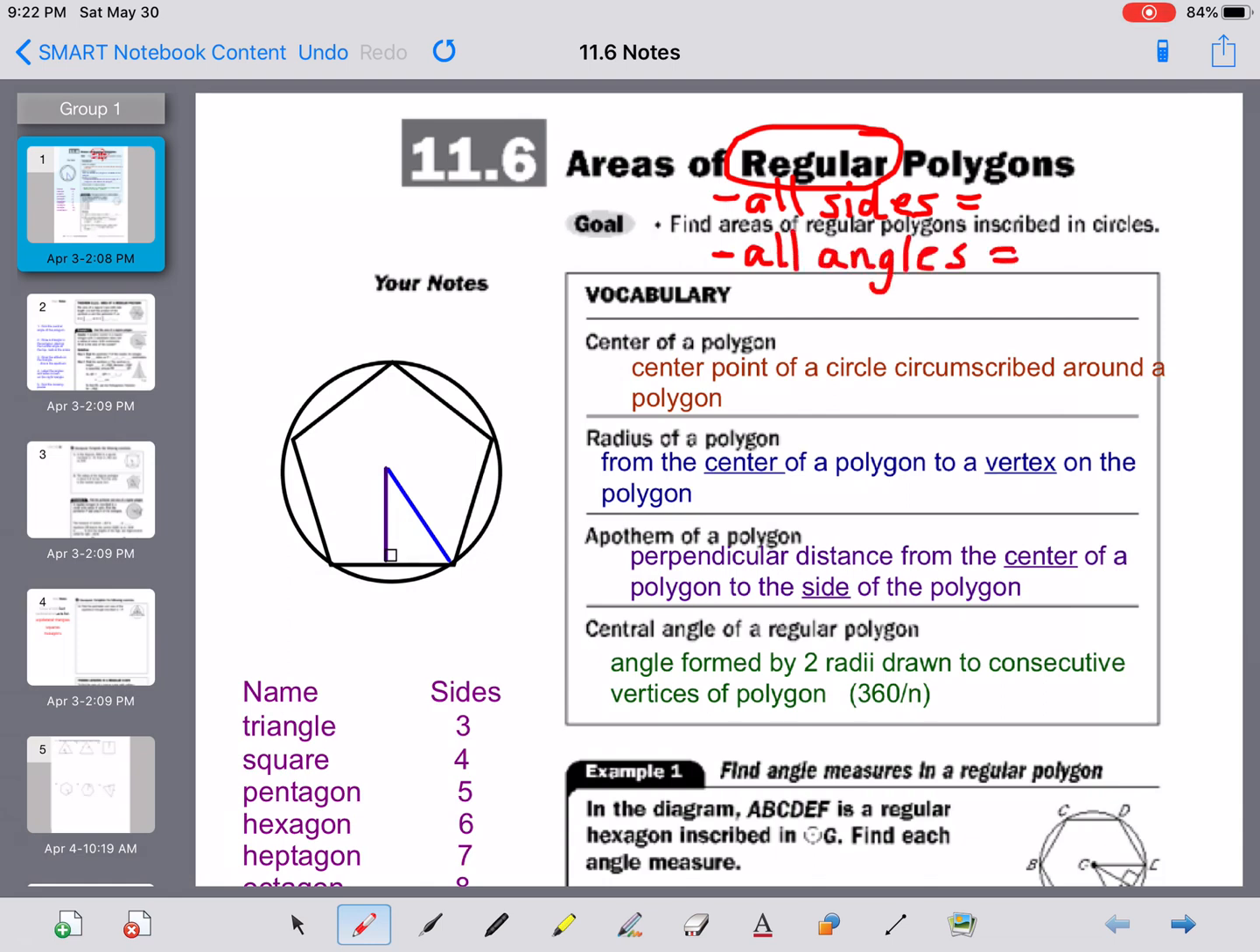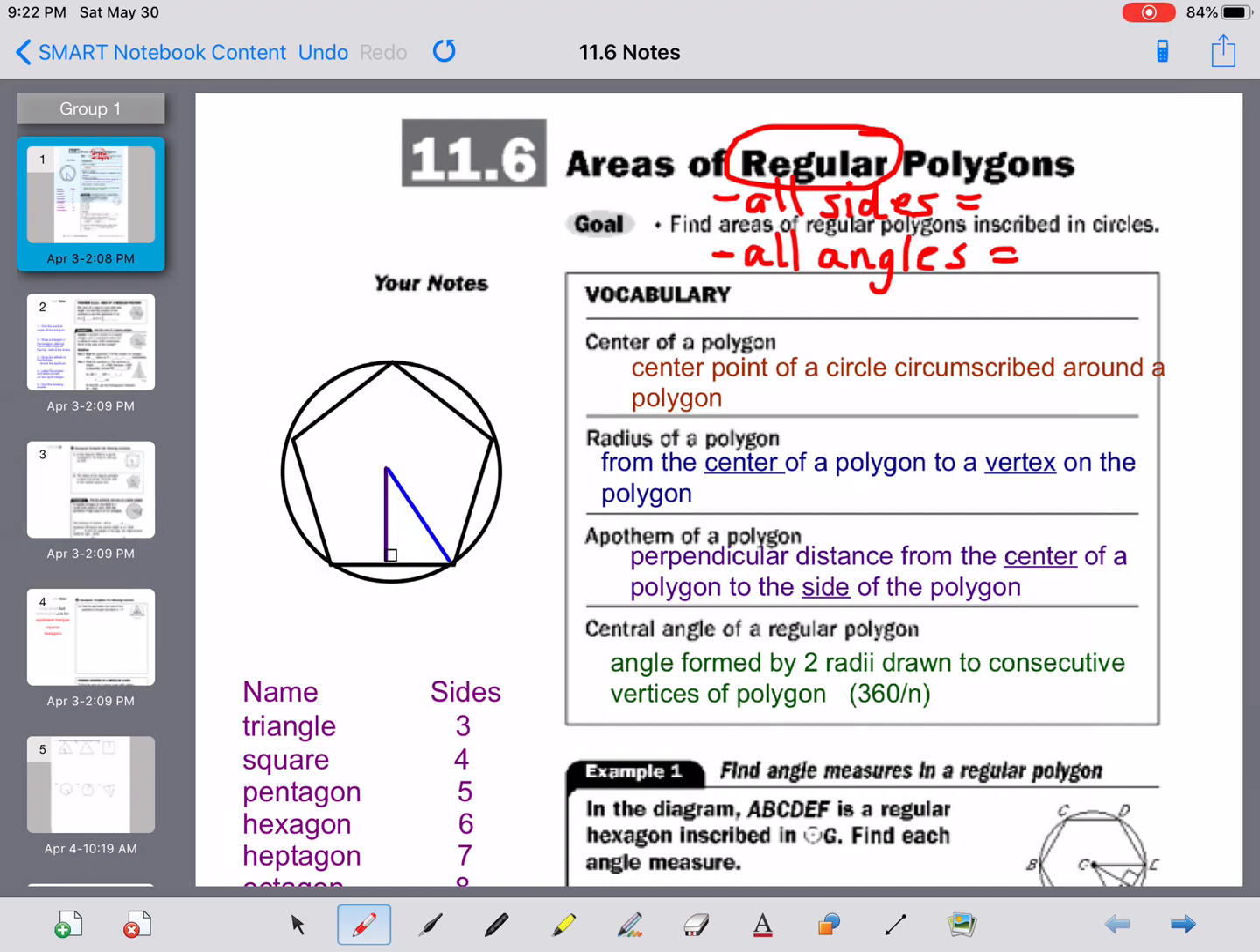And it is so important to know that what we do here in areas of regular polygons only applies to regular polygons. Nothing can be concave, everything has to be convex. All my sides are equal, all my angles are equal. If any of that changes, don't use the formulas, don't use the process we talk about here today. Okay, so keep in mind this is for regular polygons.